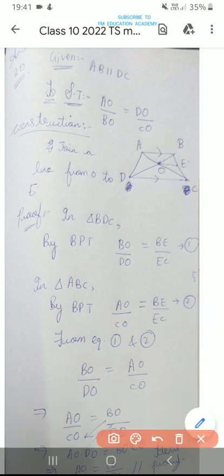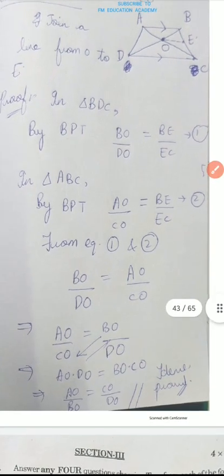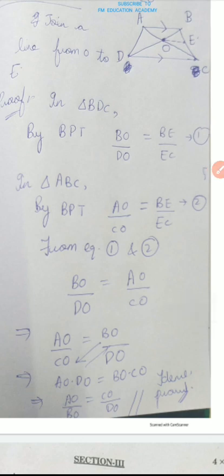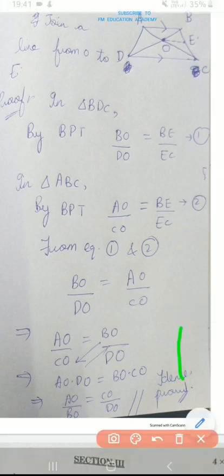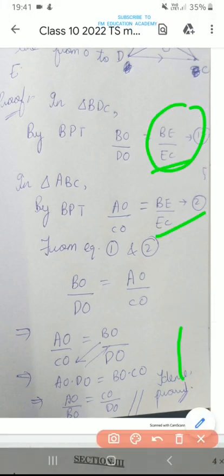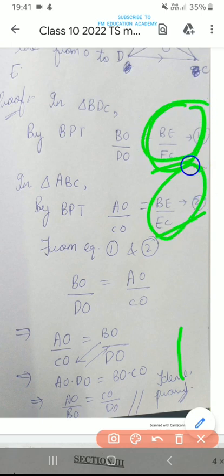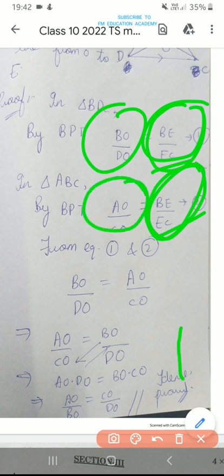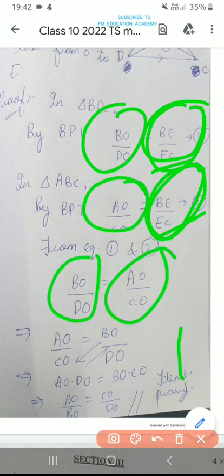Now what can I do? I can see from equations 1 and 2 that on the RHS I have BE by EC on both sides. So we have a concept in maths that if the RHS is equal, then the LHS is also equal. So what is the LHS here? BO by DO. And what is the LHS here? AO by CO. Both have become equal.